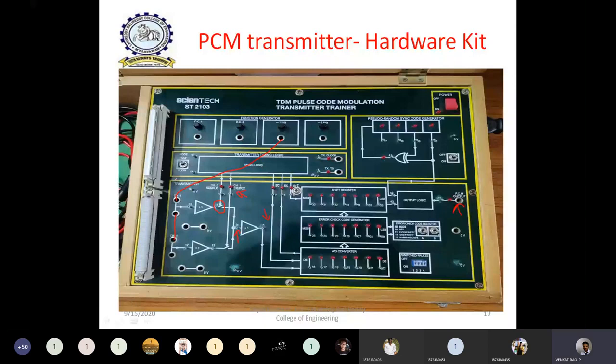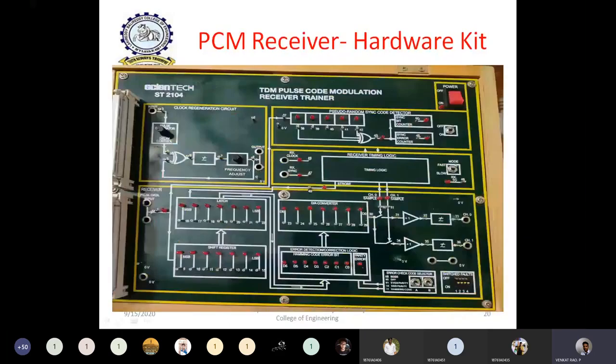Of course, this is the received hardware kit, and this is especially the PCM receiver kit. After obtaining the PCM output, if you connect the PCM output to the receiver input like this, then this is the complete PCM receiver block, which contains the reconstruction filter, digital to analog converter, and low pass filter. After this entire process, finally, we observe the CRO probe at this particular point, then directly the demodulated signal, that is the original sinusoidal signal we applied as the input in the transmitter.